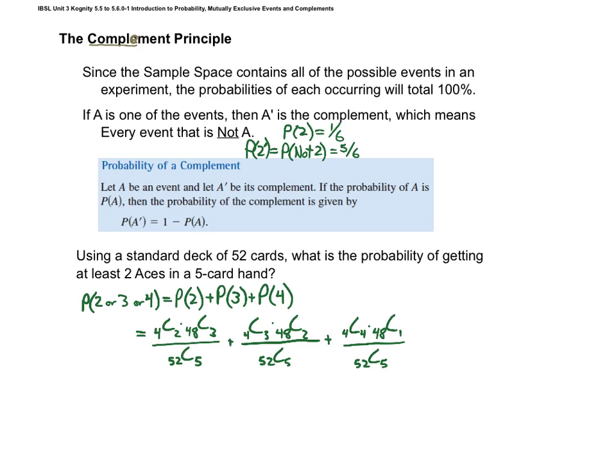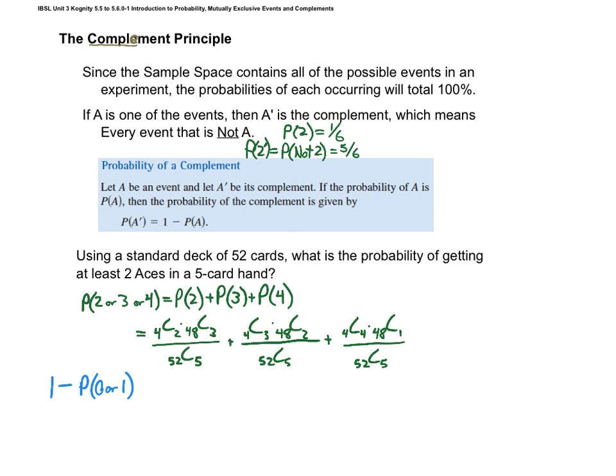Or, with a little bit less work, for the probability of at least 2 aces, what would the complement of that be? 1 minus something. What's the complement of getting at least 2 aces? Getting anything except 2 aces. So if we get 1 ace or 0 aces, the probability of getting 0 or 1 ace, that's our complement. So we would do 1 minus that.